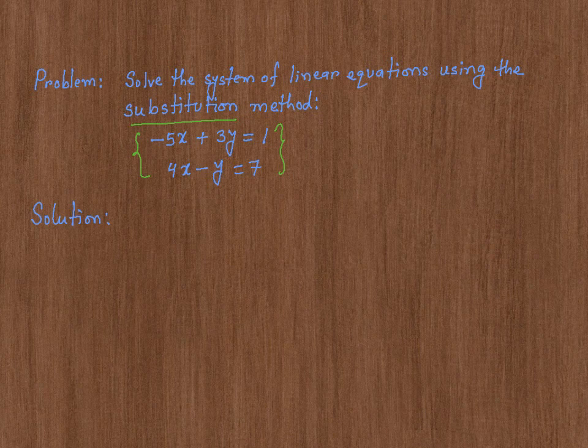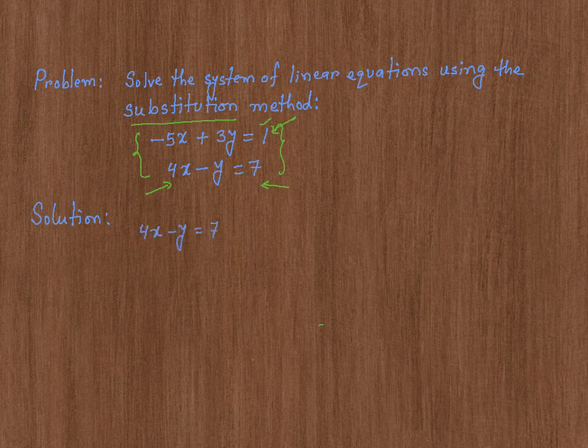So the objective here is to look at these equations and figure out which one of these equations has one of the variables with coefficients either 1 or -1. The first one doesn't, this one doesn't. But if you look at the second one, this one has y with coefficient -1. Now our objective here is going to be to solve for y in this equation and then take that y value and plug it into this equation.